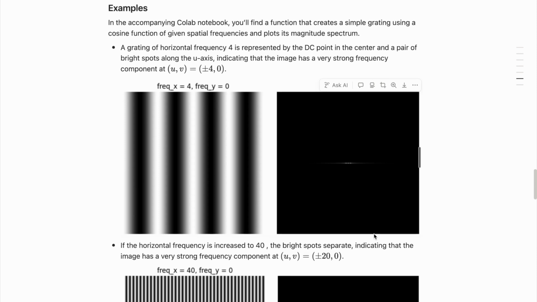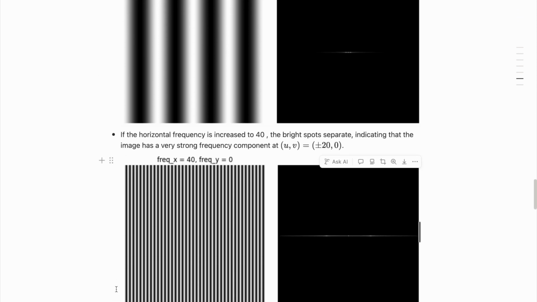So what happens if I increase the frequency? Again, you can refer to your Colab notebook and play around with this. Here we have increased the horizontal frequency to 40, vertical frequency is still 0. Well, then you can see that the bright spot moves away from the DC component. The distance from here to here is now 40. So U from 0 to 40 corresponds to this. Again, no vertical frequency.